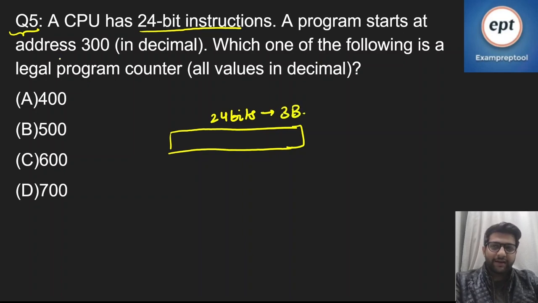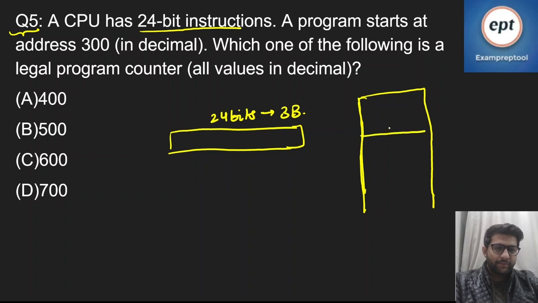Now a program starts at the address 300. So let's say if this is our main memory, then there is a program. So this is address 0, 1 and so on till 300, right? Now there is a program which starts at 300 and it is stored in the main memory like this, right? Now, which of the following is a legal program counter value, right?